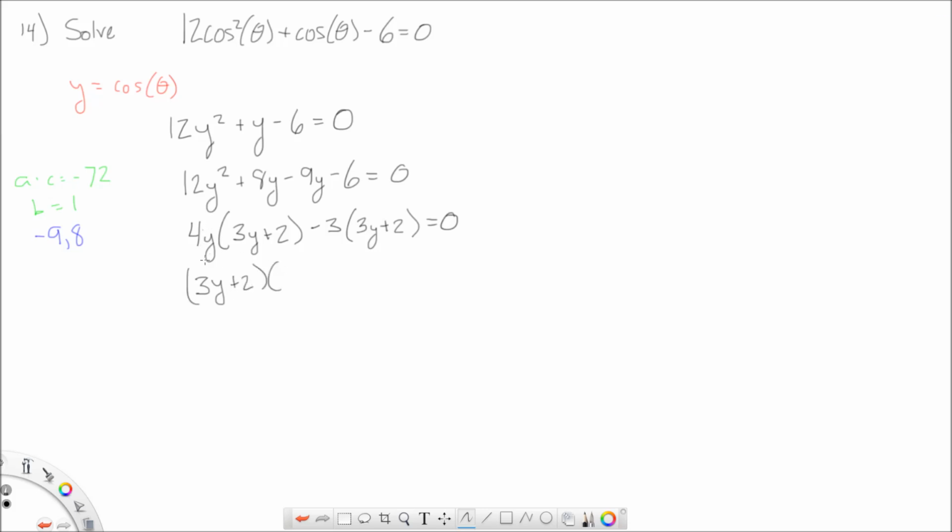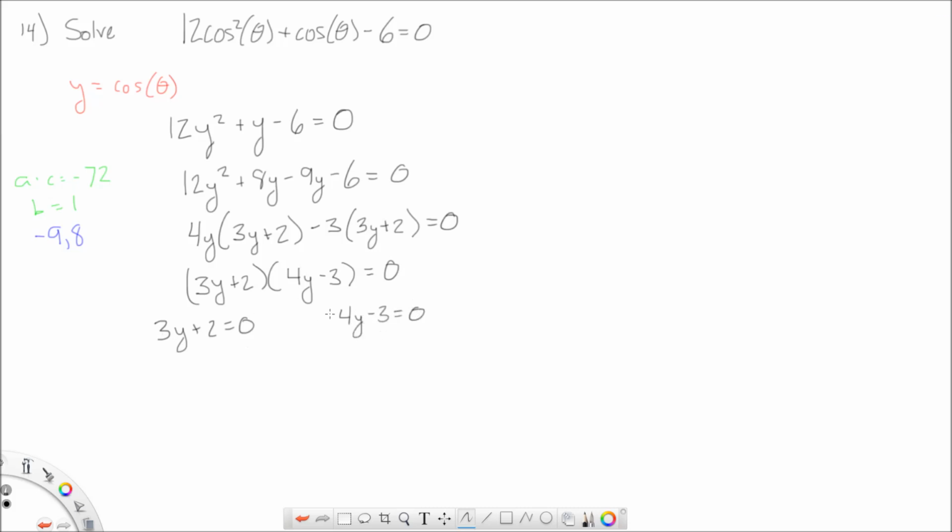Now this was the 4y here and a minus 3 there. So now we have these two factors of 12y squared plus y minus 6, and of course if we have this piece here multiplied by that piece here equals 0, that means either the left hand one equals 0 or the right hand one equals 0.